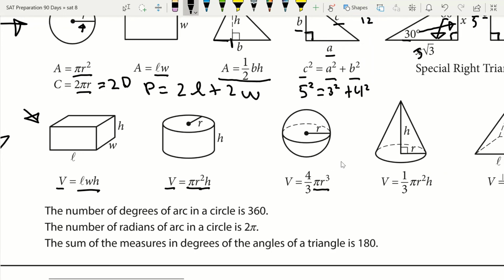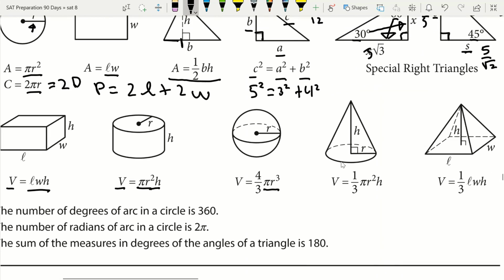All right, next up, we've got a cone, right? With a cone, our volume formula is going to be 1/3 times pi r squared. Keep in mind, it's pi r squared times our height. So you just do the same equation as you do for a cylinder, but you multiply it by 1/3. So that's how you do a cone.